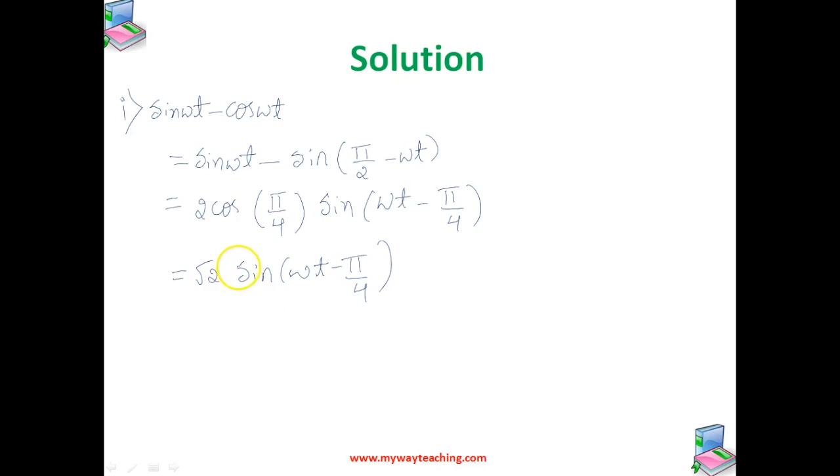So here this function represents a simple harmonic motion having a period T which is equal to 2 pi by omega and a phase angle minus pi by 4, we can write, or even we can write it as 7 pi by 4. Okay.